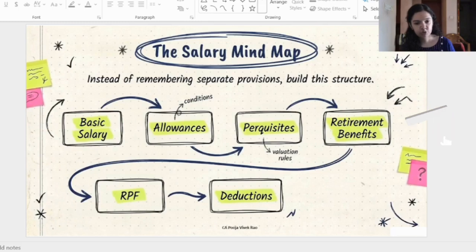Here valuation rules are extremely important. Then you have retirement benefits. And finally the RPF and deduction. So your overall salary mind map can look like basic salary, allowances, perquisites, retirement benefits, RPF and deductions. So once you have this structure in your mind, you will know exactly where each provision fits.